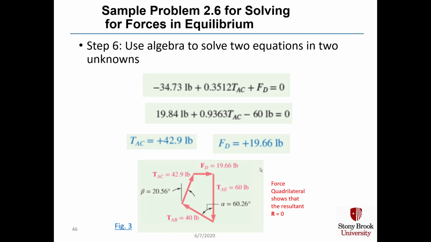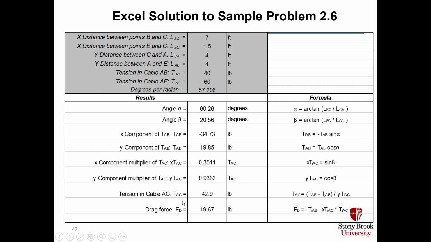Here's how we draw our forces in a force quadrilateral. We start here with vector T_AC, then add F sub D, go down for T sub AE, and then go up at a 60-degree angle for T sub AB, and we come back to the same point, which was point A. And here's an Excel solution showing the step-by-step calculations that I did in this problem.